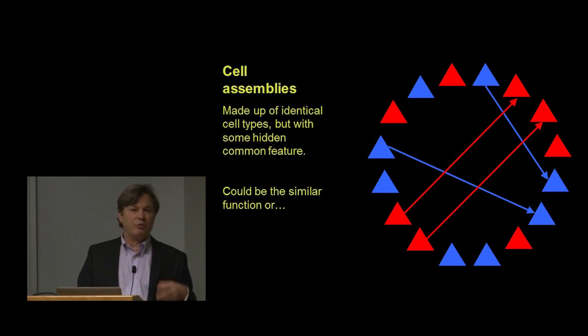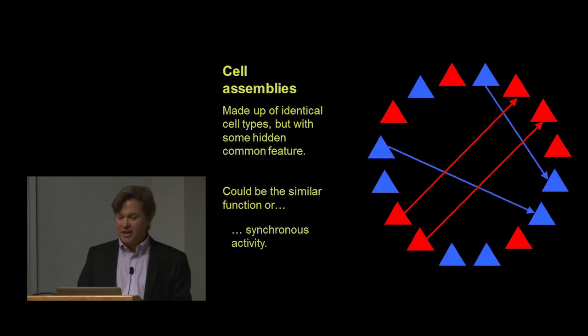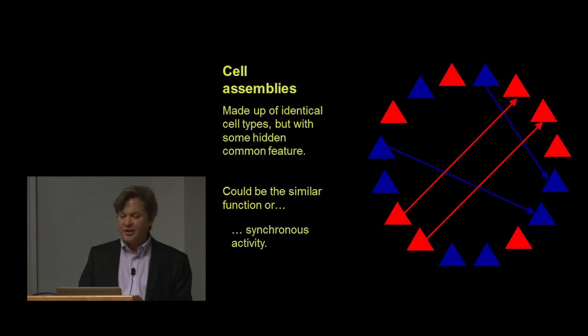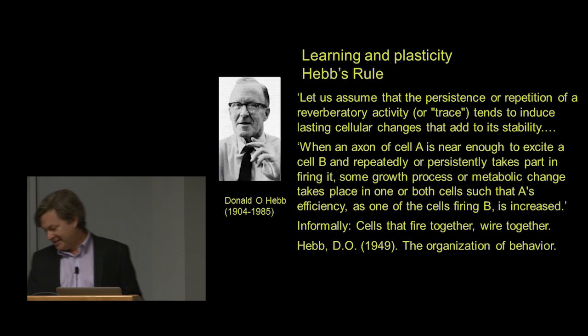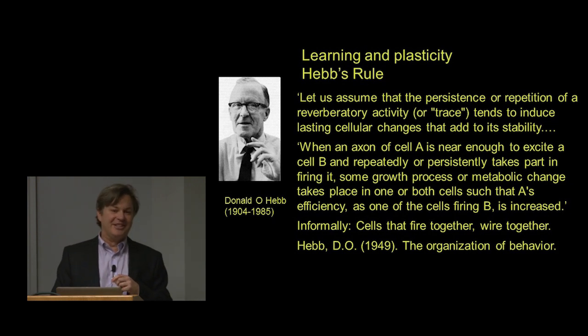But a simpler thing that would create a cell assembly is just simply cells that fire together, synchronous activity. If the blue cells fire together, the red cells fire together, then you could imagine, naively, that they might be connected in some way, and that naive assumption is one of the classic rules of neuronal networks from a 1949 book, which has been tremendously influential: Donald Hebb's The Organization of Behavior.